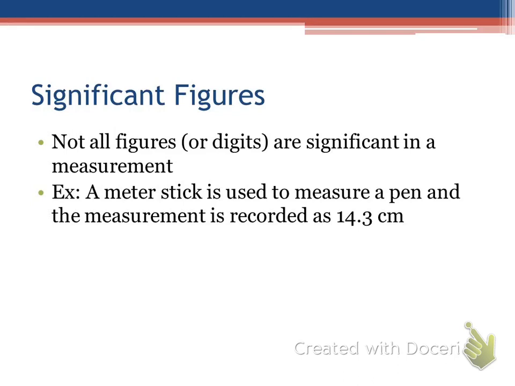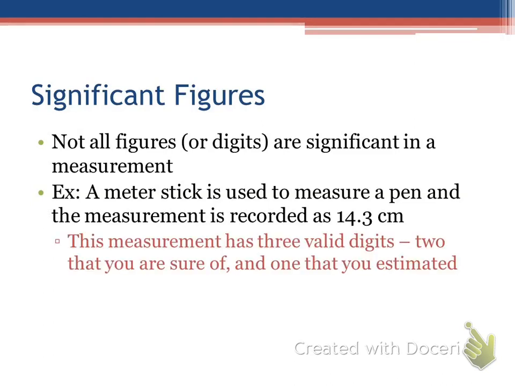For example, you don't have to write down the example, you can just listen if you want. We have a meter stick that's used to measure this pen, and it says it's 14.3 centimeters. Anytime we make a measurement, when we use an instrument to measure something, how do we read it? Do you remember that rule we talked about? You read what it gives you, then you estimate one more. So this meter stick was measured to the whole centimeter, and then they estimated that decimal. They thought the pen was somewhere between 14 and 15 centimeters.